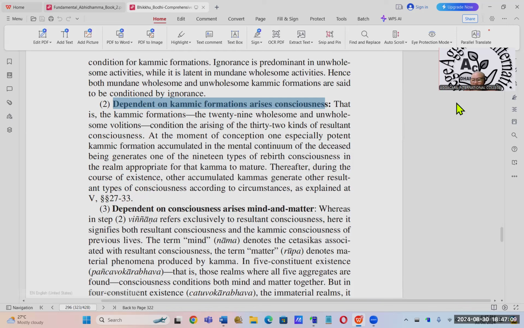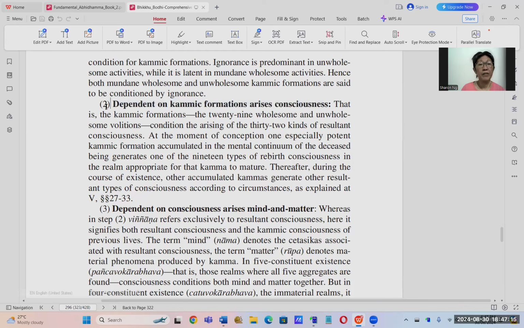Okay, then Sharon, you can read this one. Dependent on karmic formations arises consciousness. That is, the karmic formations, the 29 wholesome and unwholesome volitions, condition the arising of the 32 kinds of resultant consciousness. At the time of conception, one especially potent karmic formation accumulated in the mental continuum of the deceased being generates one of the 19 types of rebirth consciousness in the realm appropriate for that karma to mature. Thereafter, during the course of existence, other accumulated karmas generate other resultant types of consciousness according to circumstances.